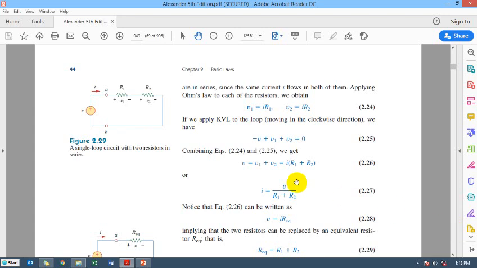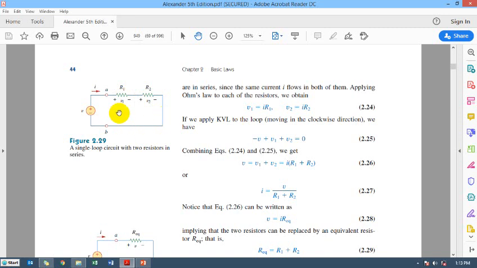Whenever there are two resistances connected in series, I again repeat what is series. If there are just two connections in here and no tap coming out for a third branch, a third electrical element, then these two resistors are in series. Otherwise, it's not in series. Whenever there are three connections, that is not in series. That's it. This is very clear.